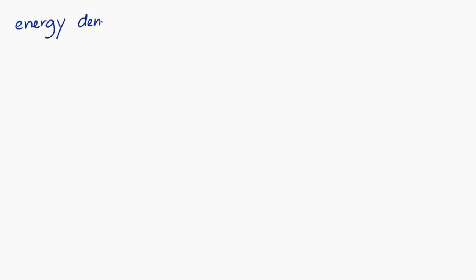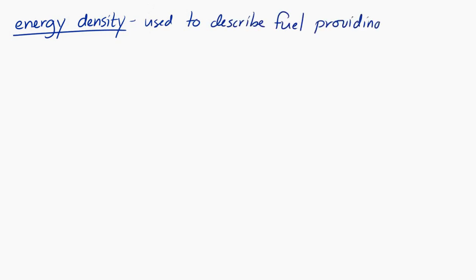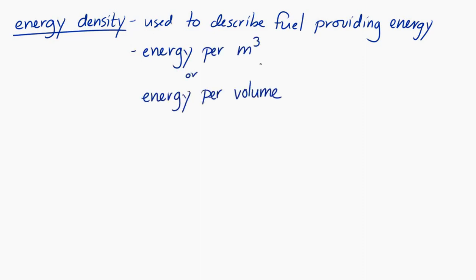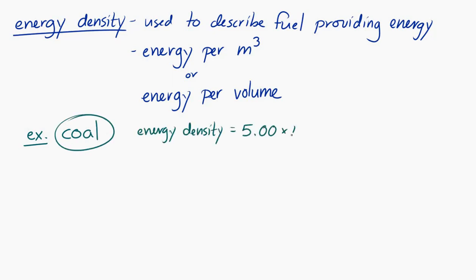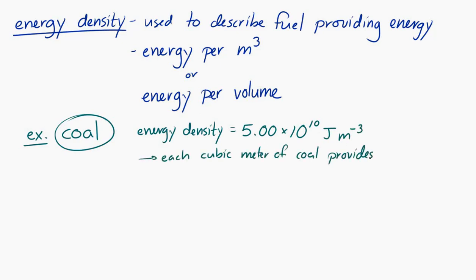Energy density is another concept that we'll look at. The energy density is a description of fuel that's used in a process. It is the energy per cubic meter, or energy per volume, that a fuel can provide. For example, let's say we're thinking about coal. Coal has an energy density of about 5 times 10 to the 10 joules per cubic meter. That means each cubic meter of coal provides about 5 times 10 to the 10 joules of energy.